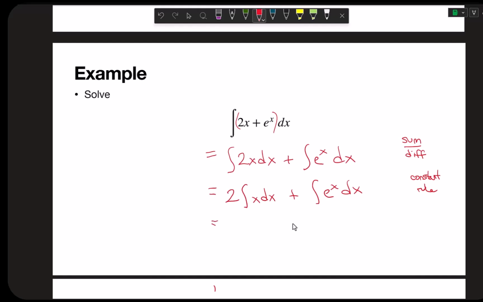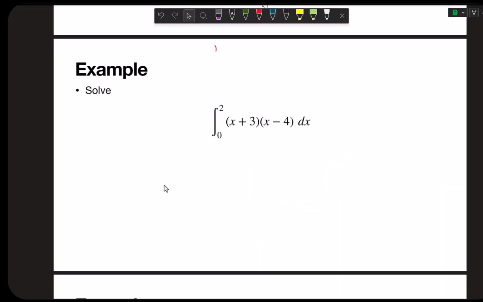And then I could say this is 2. Now, this is the power rule, which says I take x to the n plus 1 divided by n plus 1, plus the integral of e to the x is e to the x. My 2's will cancel, and I end up with x squared plus e to the x power.